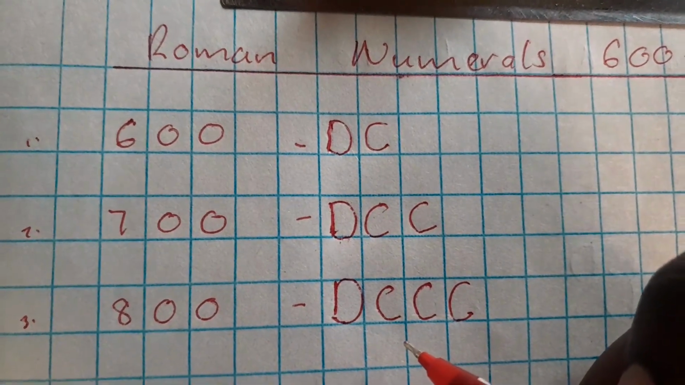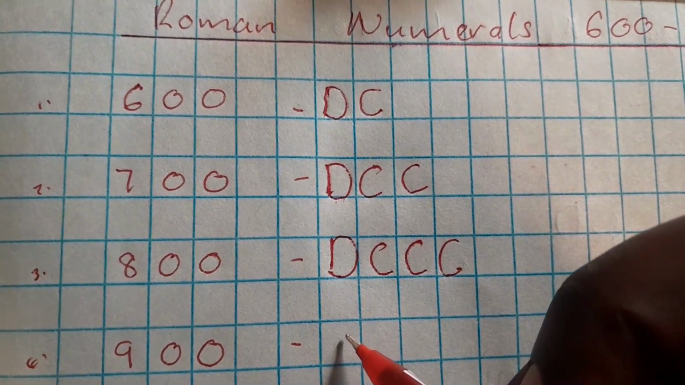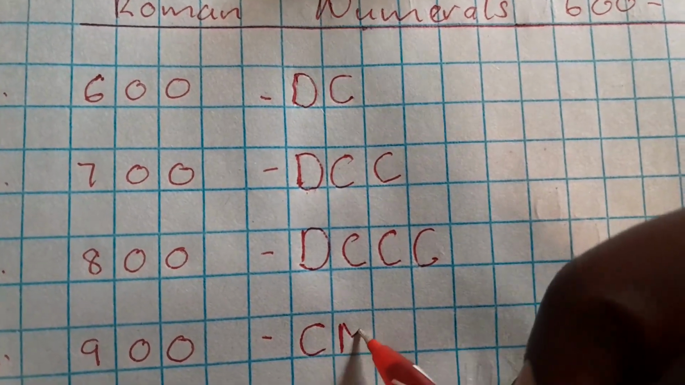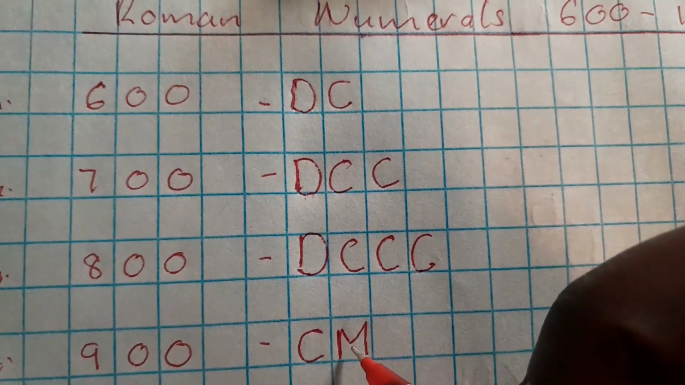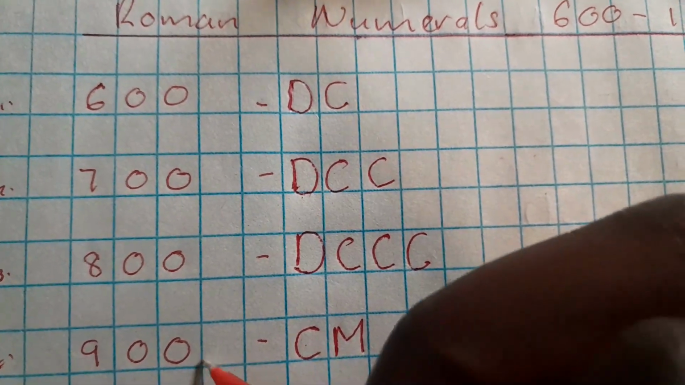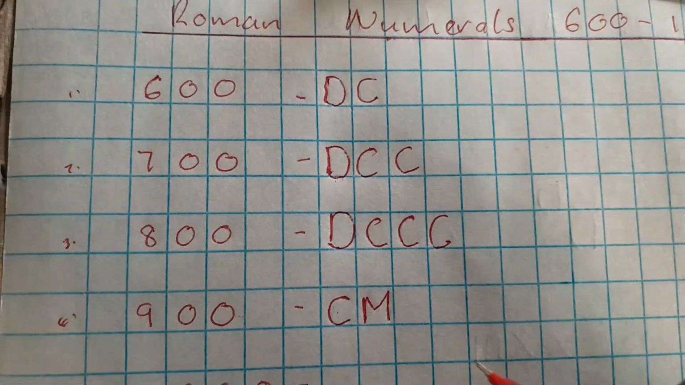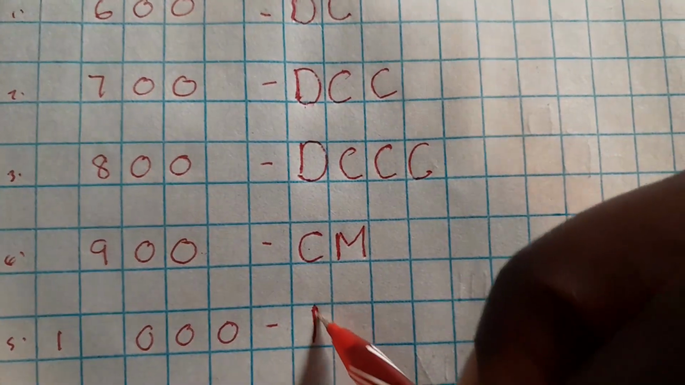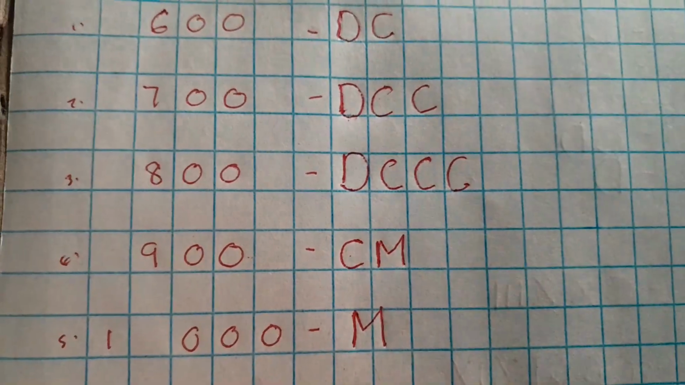Right. Now let's move on. 900 now. 1000 is M. So we say CM. M is 1000 and C is 100. So 1000 minus 100 is equal to 900. So 900 is equal to CM. And lastly, 1000. This would be M. So this is the first part.